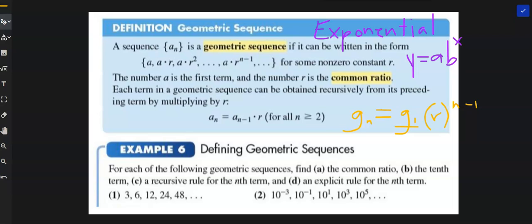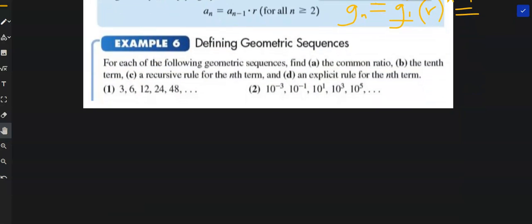Now the reason they're using the n minus 1 power is because we're using the first term. In the exponential model, A represented the y-intercept, and the y-intercept is obviously when the x value is 0. Since we're not on the y-axis, we're not using the zeroth term, we're using the first term. That's why they had to subtract 1 from the exponent. So we're going to go through these examples here with these values. By the way, R represents the common ratio, kind of like common difference on the arithmetic ones.